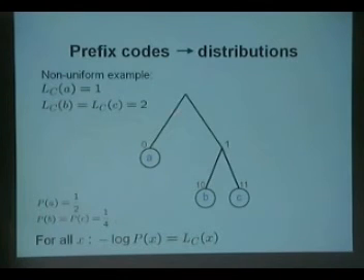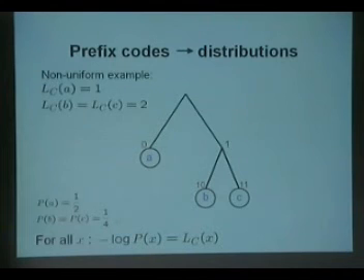Once again, I can draw a tree for this code like this. Now, note that for this code, I can associate the distribution of the 3 outcomes as follows. I put probability 1/2 on A, 1/4 on B, and 1/4 on C. So what you see then is that for all outcomes, minus log probability of the outcome is the code length of the outcome.